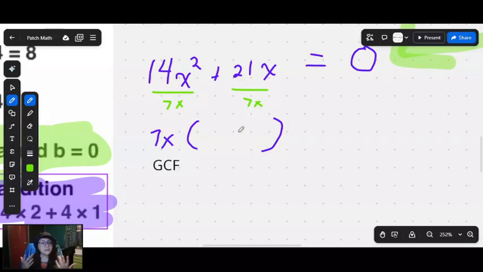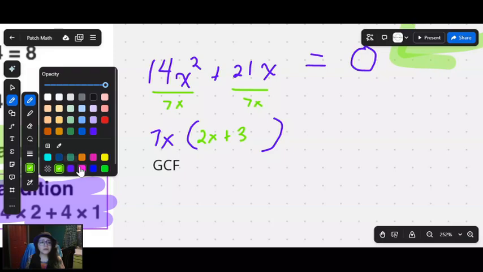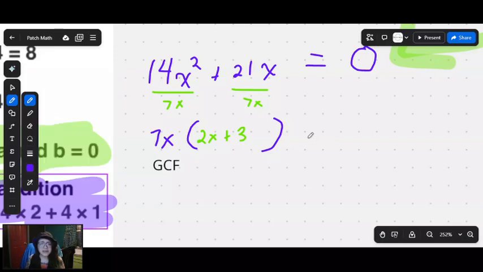It was just done. Well, 14 divided by 7 is 2. And x squared divided by x is x. And 21 divided by 7 is 3. And x divided by x is 1. And 3 times 1 is 3. And so we get 2x plus 3 there in the parentheses. Now we don't want to forget, we're dealing with an equation that has 2 sides. We still have the set equal to 0 over here.